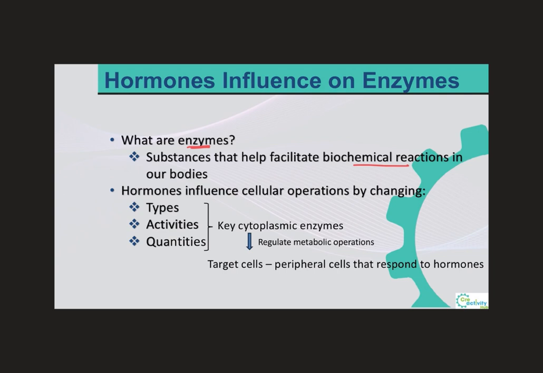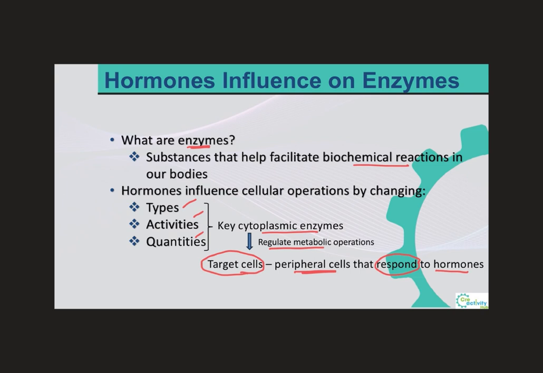by changing either the type, the activities, or the quantities of these key cytoplasmic enzymes. And in this way, a hormone will be able to regulate the metabolic operations of its target cells. What are the target cells? Well, they are going to be these peripheral cells that will respond to the presence of the hormone. And why do they respond? Well, because they will have a specific receptor for these hormones.